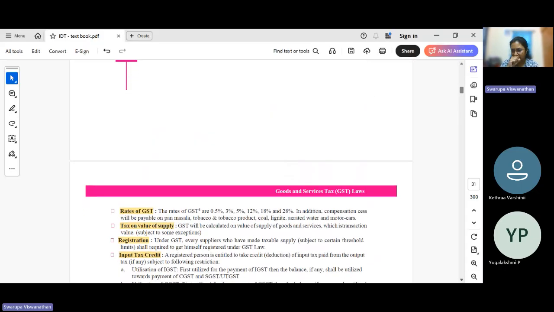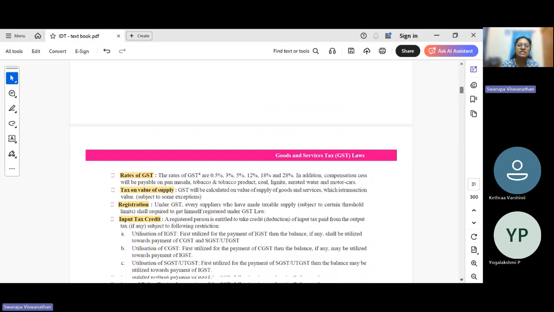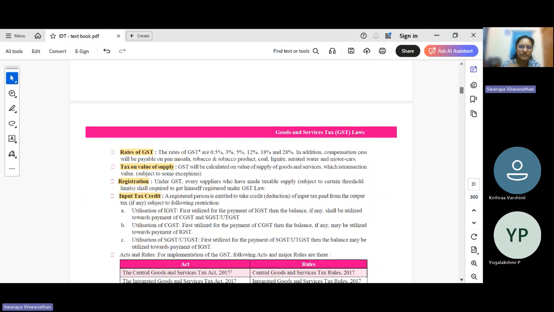Rates of GST, there are different rates. Rates keep changing. There has been a latest change from September 22nd of 2025. Different rates have been changed for various products. But we can say that the rates are about 5%, 12%, 18%, 28%. Tax on value of supply. What is the tax calculated on? On the transaction value.